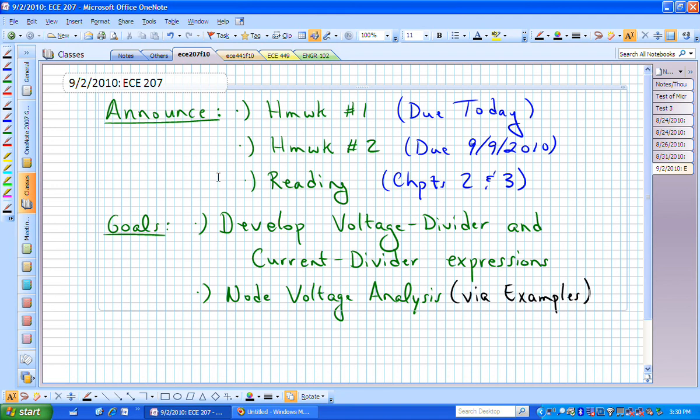All I have to do is look at the board, right? Read the notes. ECE 207.